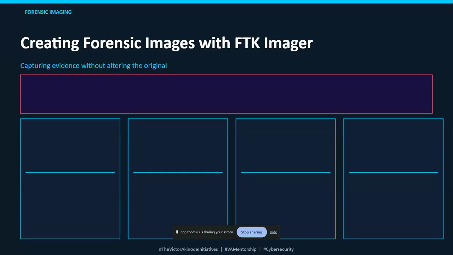I don't know if you get this. I need to emphasize this: acquiring the data without altering the original source. This is very important. You need to keep this in mind. That's one of the main reasons why you use FTK Imager. So we are just ensuring the evidence is undeniable in court. Let me just use this language: undeniable in court, right?